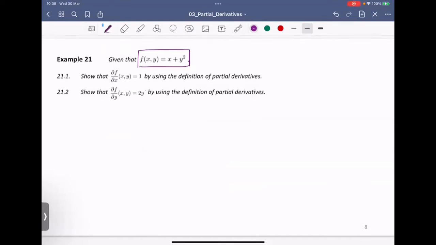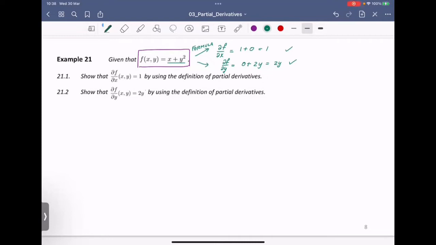Everyone see that if you use the formula, you differentiate f with respect to x. Keep y constant, so it's going to be 1 plus 0. It's 1. You can get the answer in a few seconds. Or differentiate f with respect to y, and it's going to be 0 plus 2y, and that is 2y. Your answer is going to be quick and simple if you use the formula. But if you use the definition, let's look at how to do it.